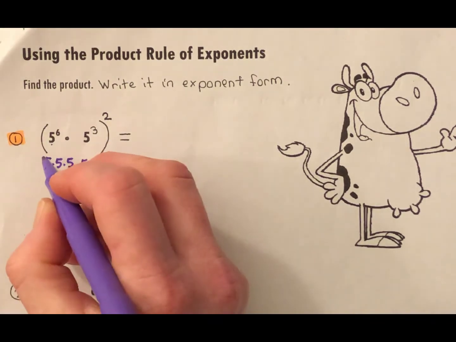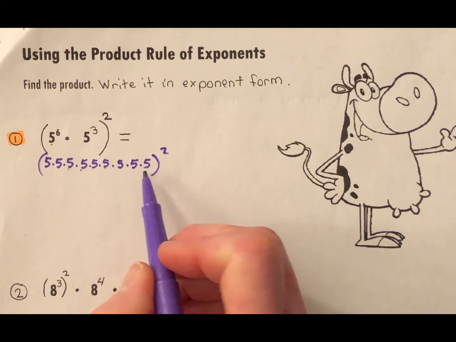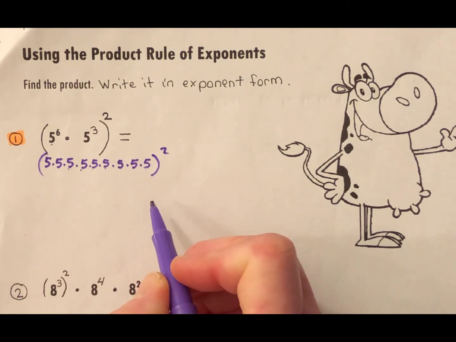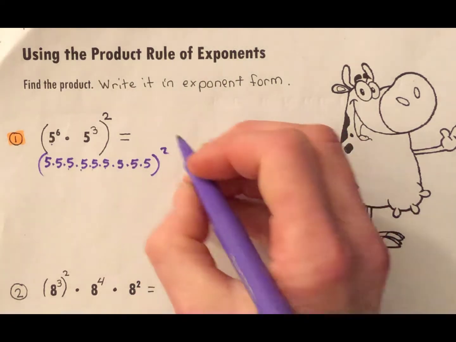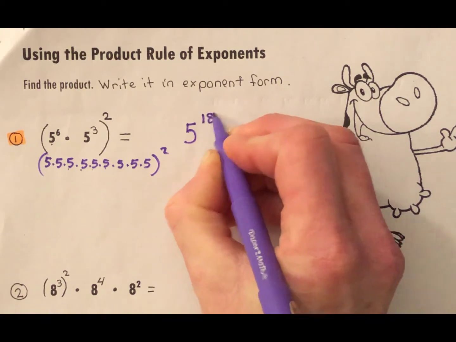And then I'm going to square all that. So I'm going to have 9, and then I'm going to have 9 again. So that would be how many? 18. 5 to the 18th power.